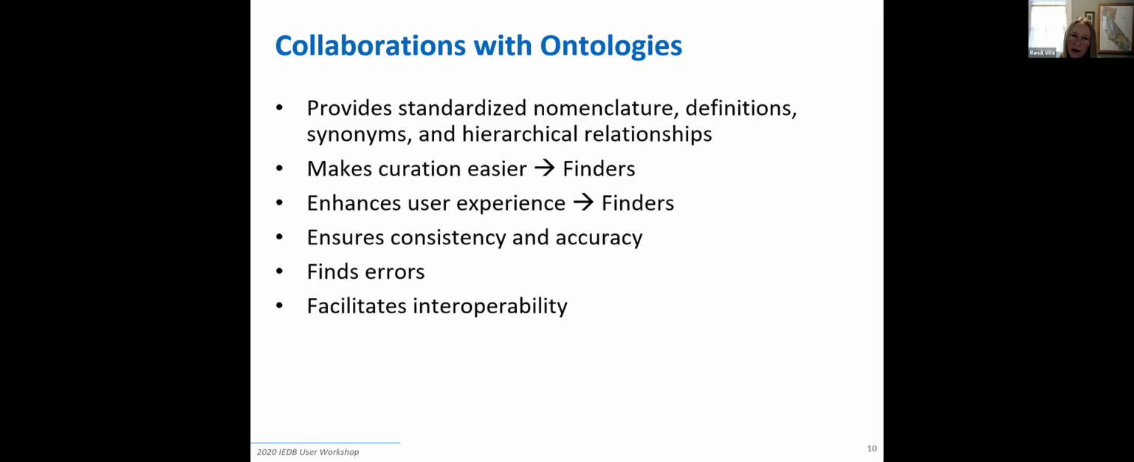This helps us ensure consistency and accuracy, because our curators are not typing, for example, organisms. They're not typing out every organism strain that they see in a paper. They're choosing from the formal NCBI nomenclature. This also helps us find errors in our data, because the relationships between terms in these ontologies allow us to enforce validation using those relationships and helps us find errors of consistency.